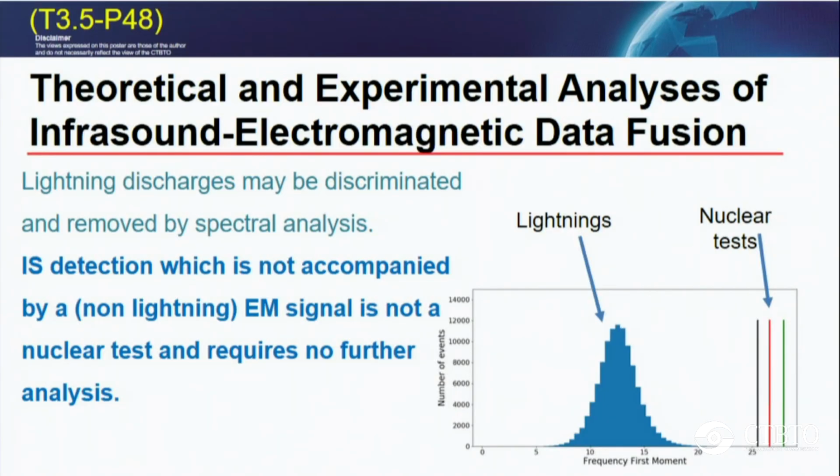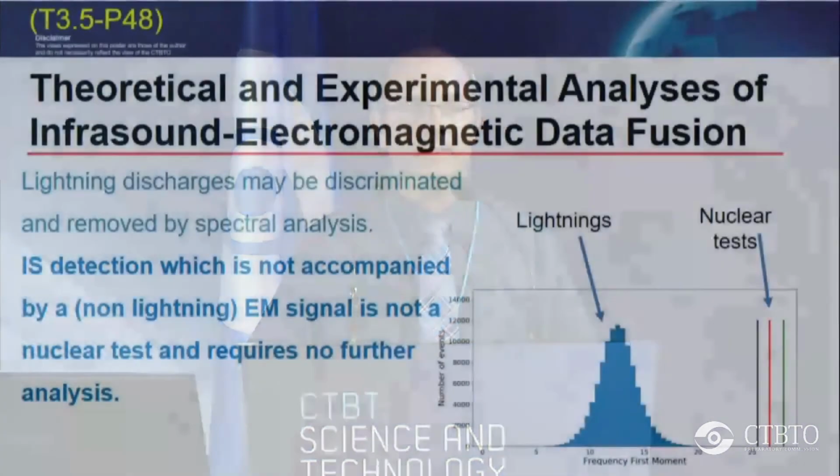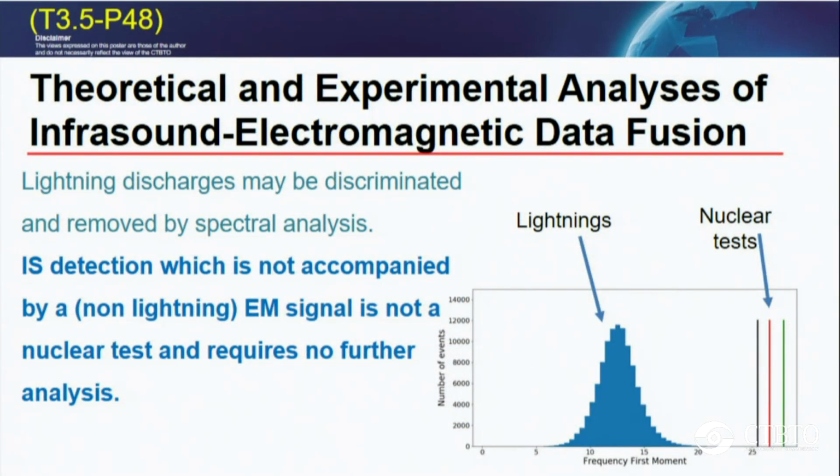In this poster, we present a method for automated analysis of infrasound detections, which is based on data fusion of EMPs, electromagnetic pulses, and infrasound. We show how to identify and remove EMPs coming from lightning discharges, and then use the existence or absence of the nuclear EMP in order to verify the treaty relevance of the triggering event. I'll be glad to provide more details at poster number 48.